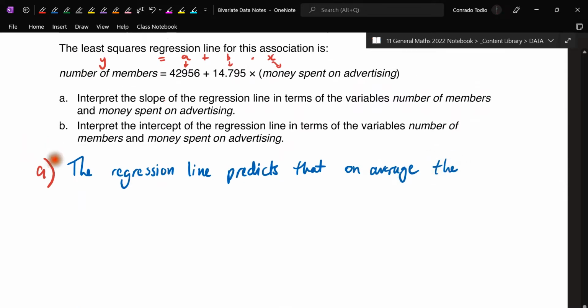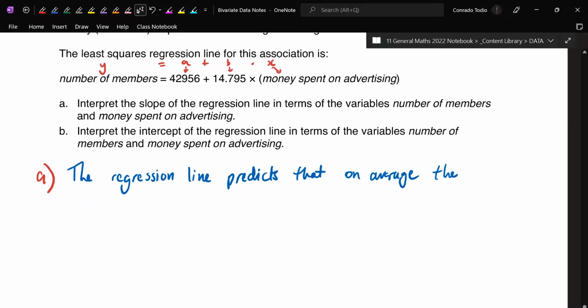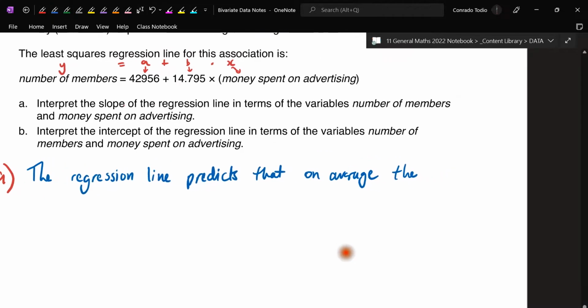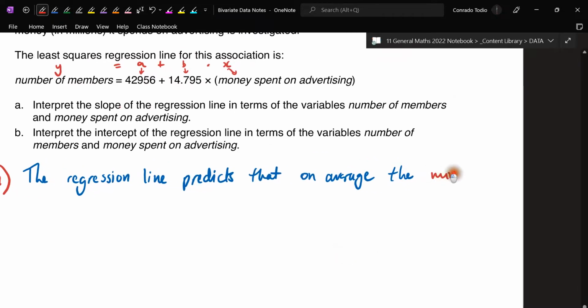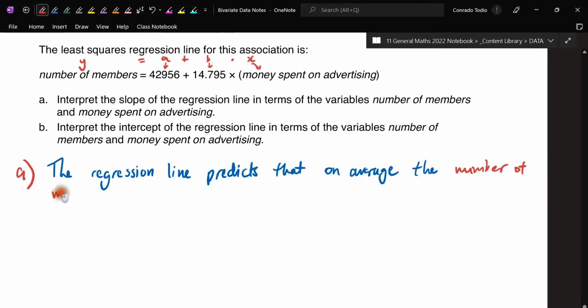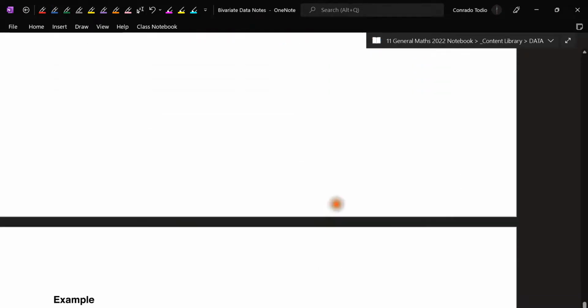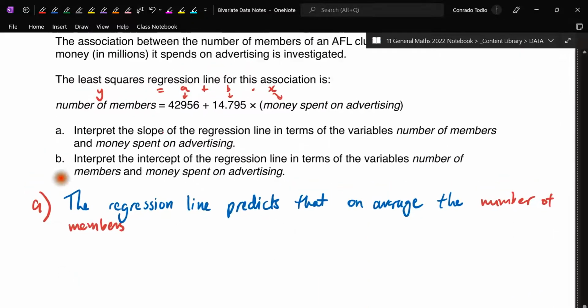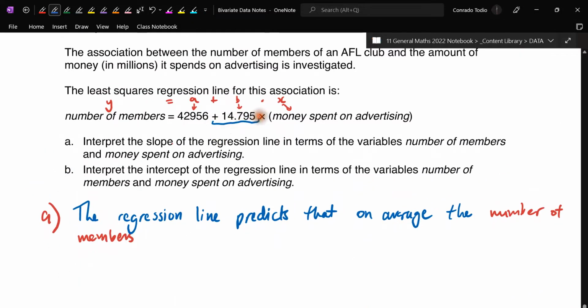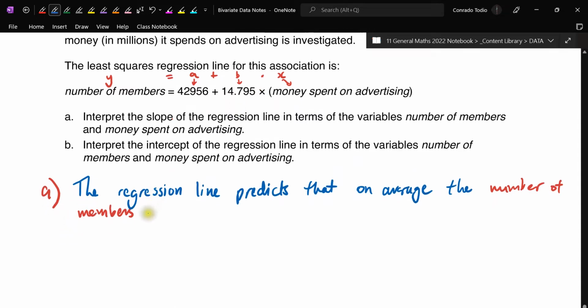Tell me what's the RV. So in this case, the RV is that y variable there, the number of members. Looking at the sentence helps you to actually understand what's happening. So the number of members, is it increasing or is it decreasing? Now look at the actual B value. Is it positive or negative? It's positive, so it's increasing. So you'll write the number of members increases.